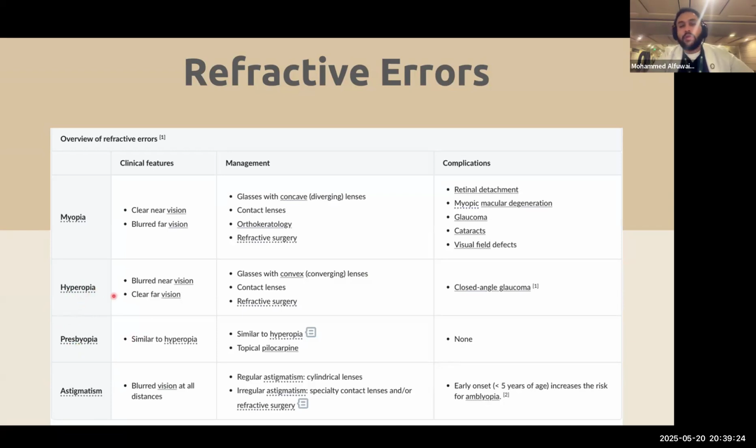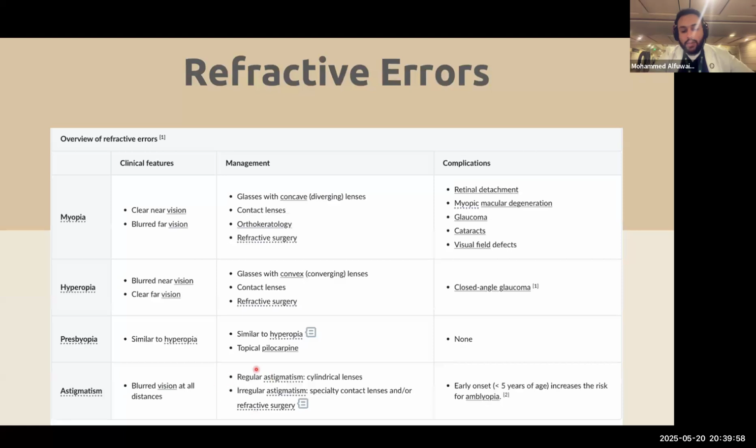Then we have presbyopia. Presbyopia is similar to hyperopia, but it's age-related, due to age-related decreased power of the lens itself, decreased accommodation. This is happening in the elderly. Astigmatism is blurred vision at all distances, and it's basically because of the cornea. The cornea has an abnormal curvature, so no matter where the light is coming into your eye, it's going to be blurred, whether it's far or near.